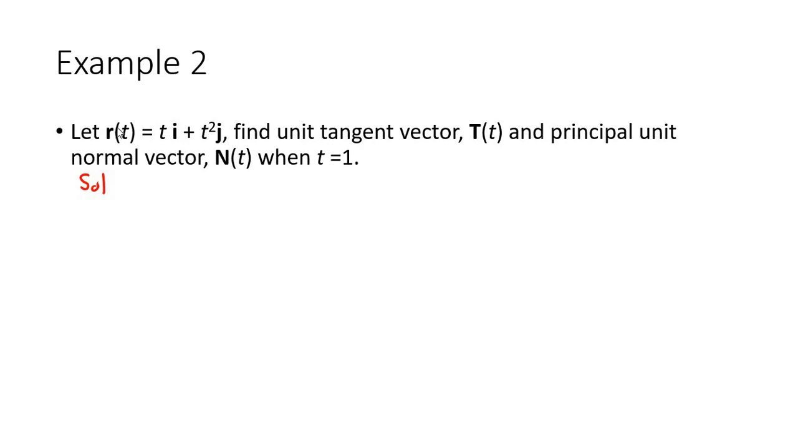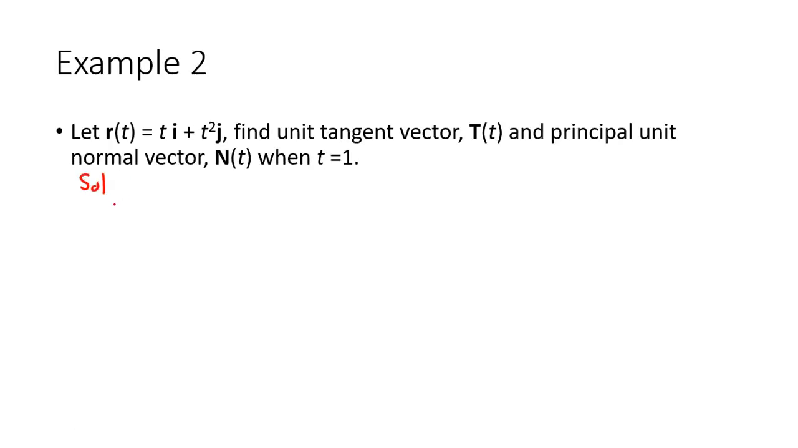So in r(t), we differentiate to get r'(t). d/dt r(t) gives you r'(t). So d/dt of t i you have 1 i, d/dt of t squared j you have 2t j. Okay, and then you find the magnitude of r'(t).